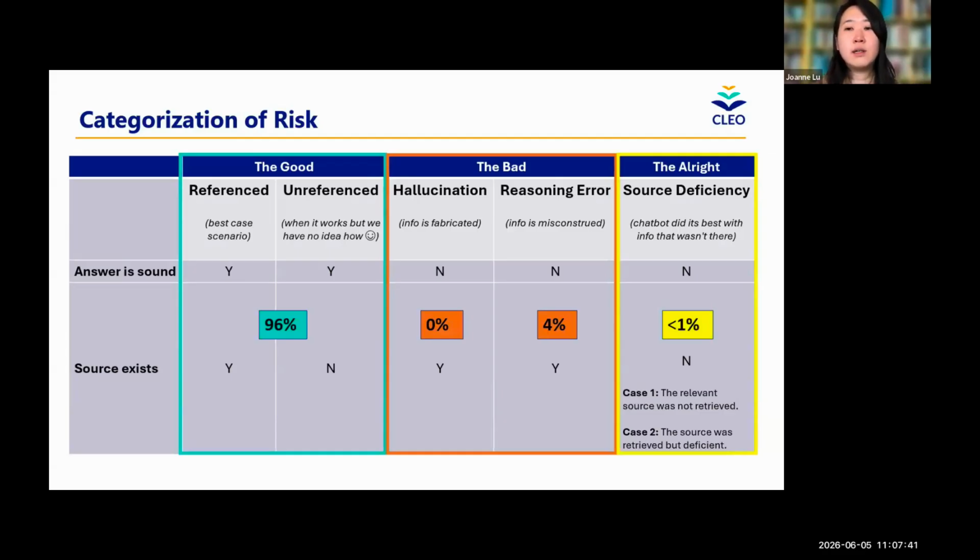Where it's going wrong is that 4% of the time it will give reasoning errors. So, if the logic behind the answer is A or B or C, and it just says A, that's incorrect. So these are subtle nuances in legal outputs that could be misconstruing information, and that's where we see the 4% sitting at.